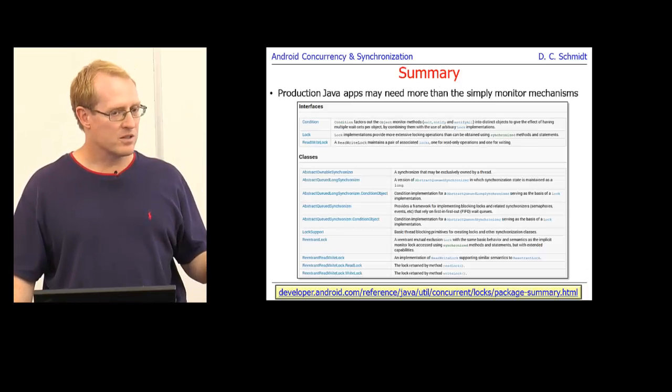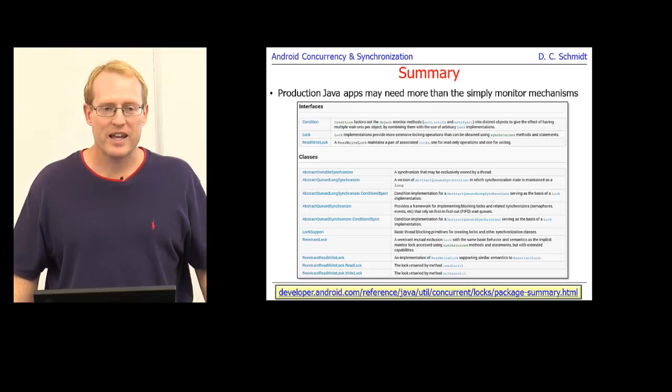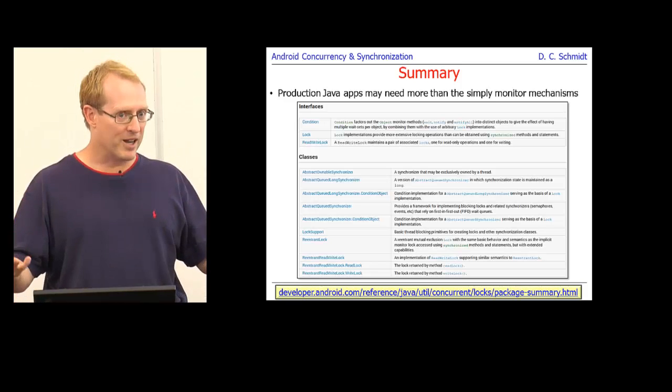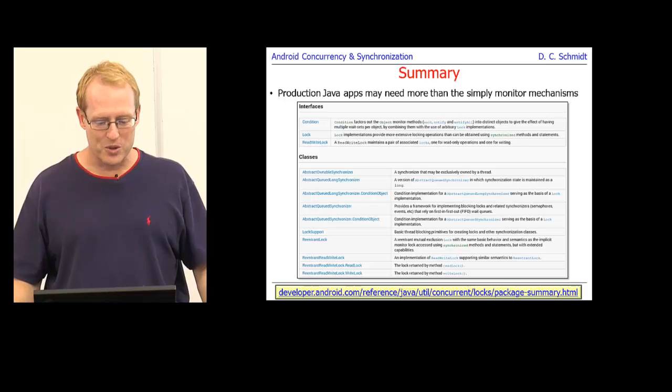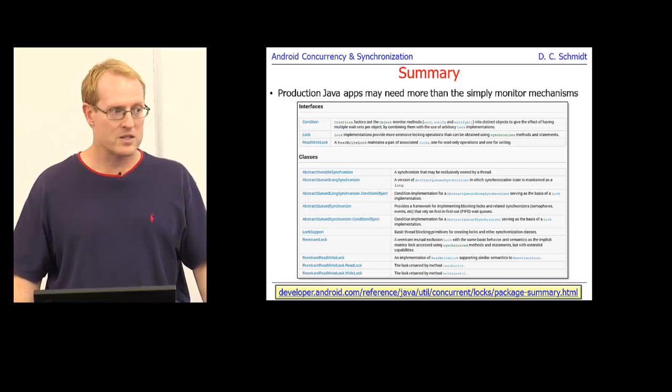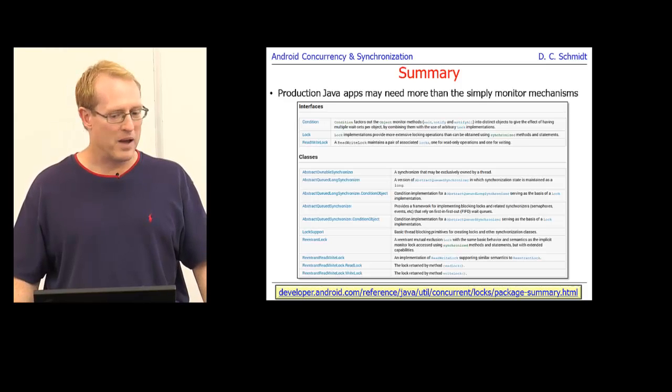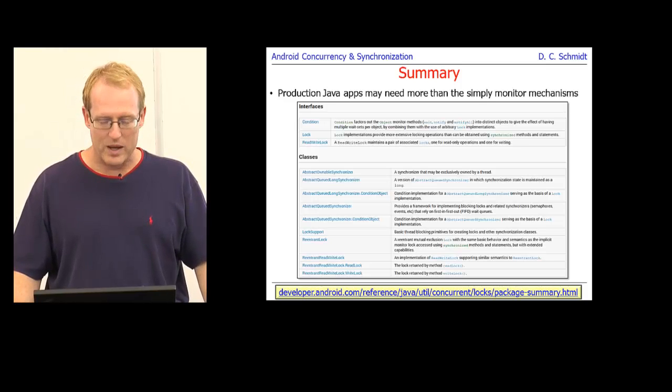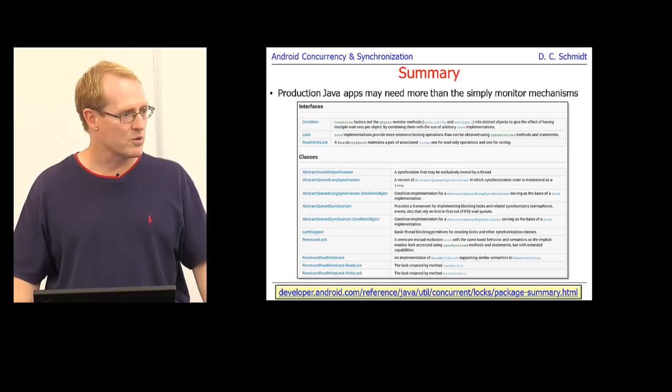Production Java apps, like many of the things you'll find in Android, actually need more than what you get out of the box in Java, out of the box with Java monitor objects. This other stuff is part of Java 2. These are part of the Java util concurrent package, and this is the locks package in that other package. If you take a look at the website, you'll find that they have a number of interfaces and classes defined that do all kinds of useful things.